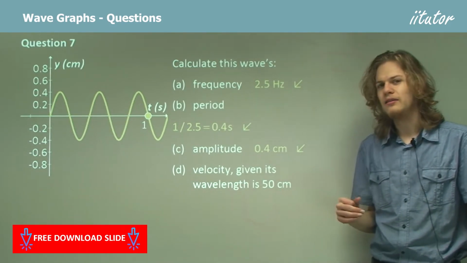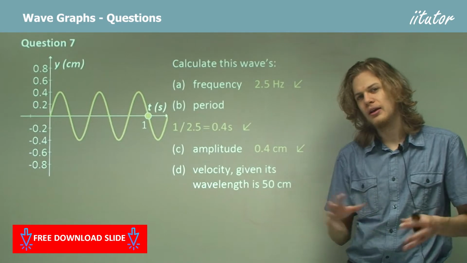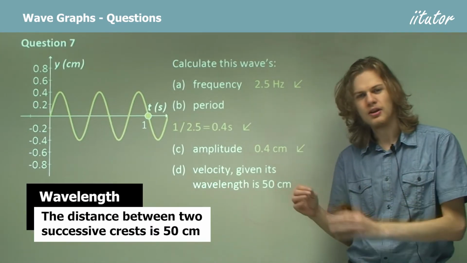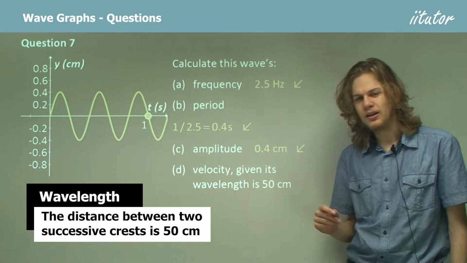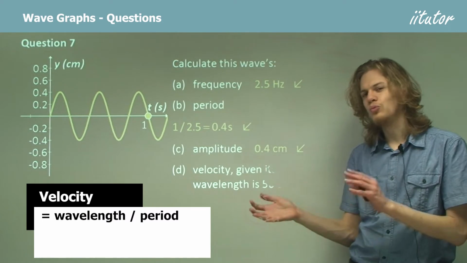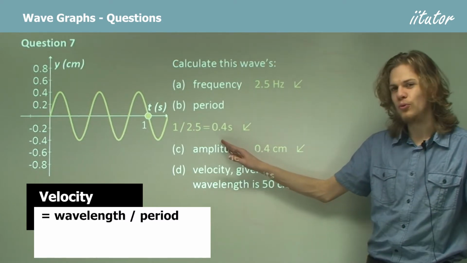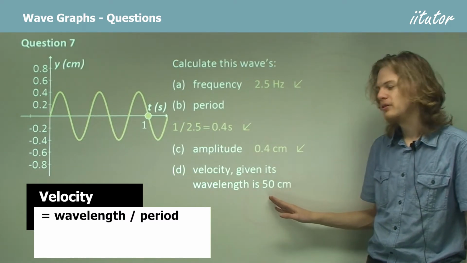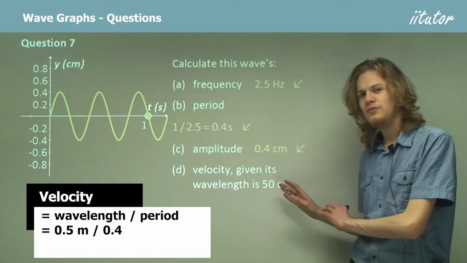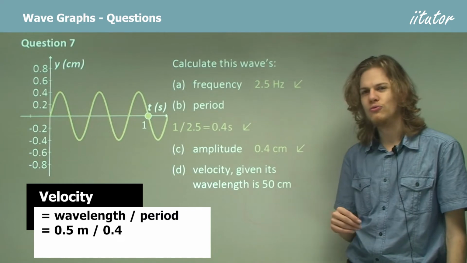So that means that if we were to look at the wave as a whole and as it traveled, then the distance between two successive crests would be 50 centimeters. So how do we find the velocity of the wave? Well, we know that it travels one wavelength in 0.4 seconds, and we know that one wavelength is 50 centimeters long. So our speed is 50 centimeters over 0.4 seconds.